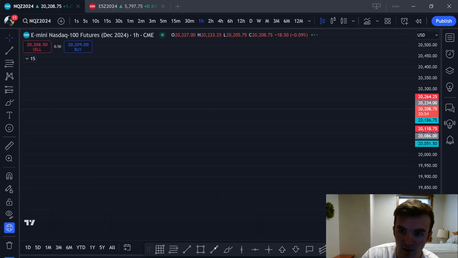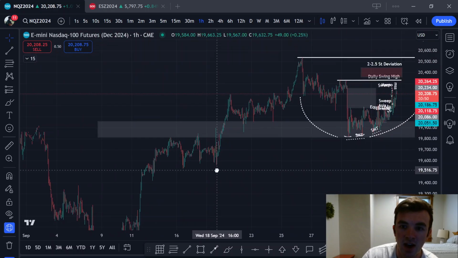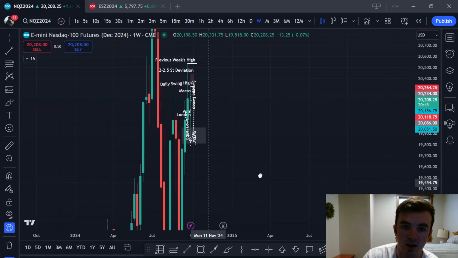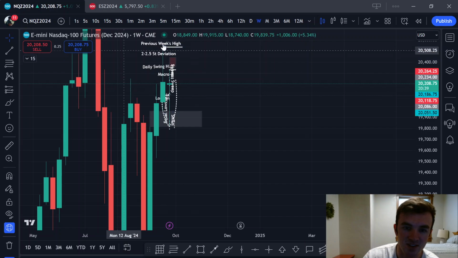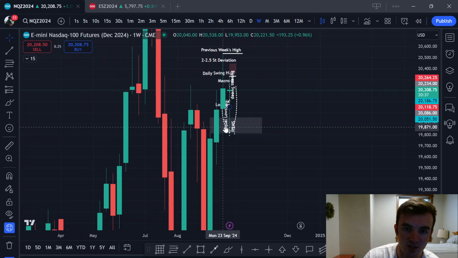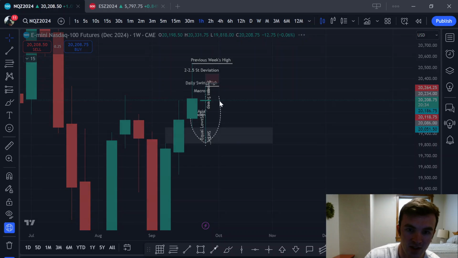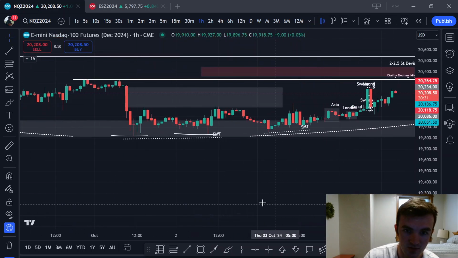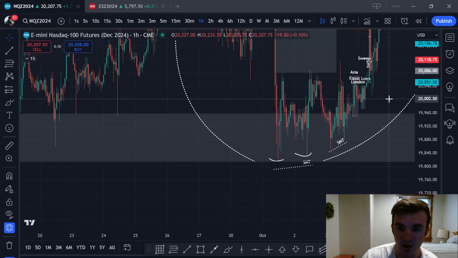Starting out the day, if I zoom out to the hourly chart, you can see that we had pushed into this weekly fair value gap. This happened on Tuesday and Wednesday. So ignore all this mess here, but you just focus on this weekly fair value gap. There was this weekly fair value gap, and then if I zoom down to the hourly chart, you can see that this was a market maker buy model where we had SMT at the lows.